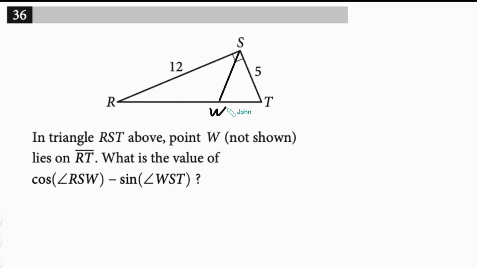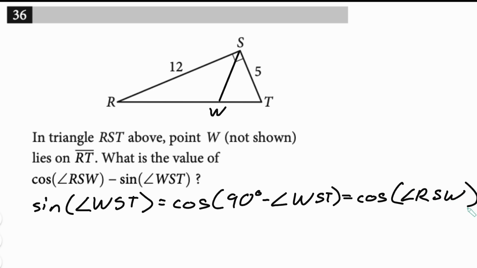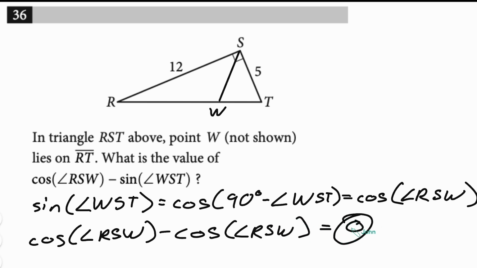First, cosine and sine appear in the same problem, and then second, angles RSW and WST sum to 90 degrees, so let's proceed. Sine of angle WST is equal to cosine of 90 minus angle WST, and 90 minus angle WST is angle RSW, so we have that cosine of angle RSW minus itself is 0.